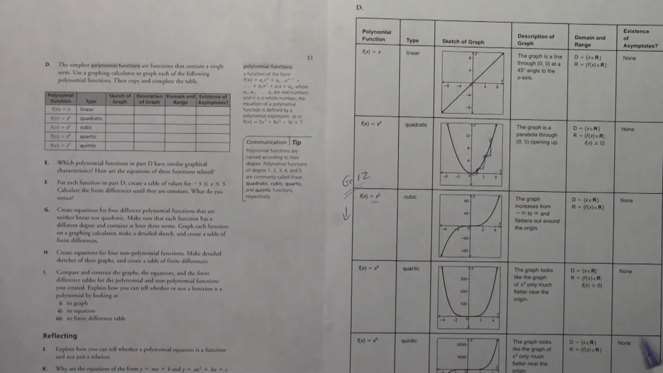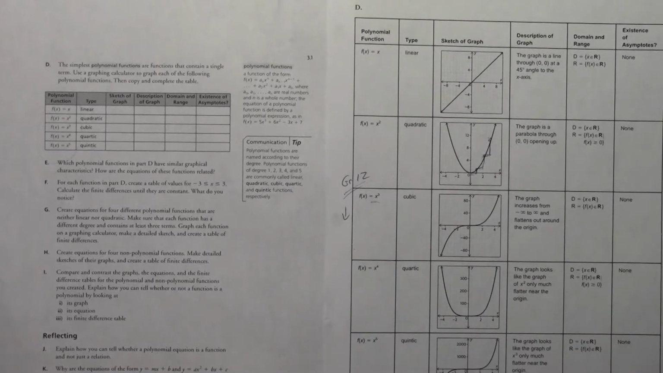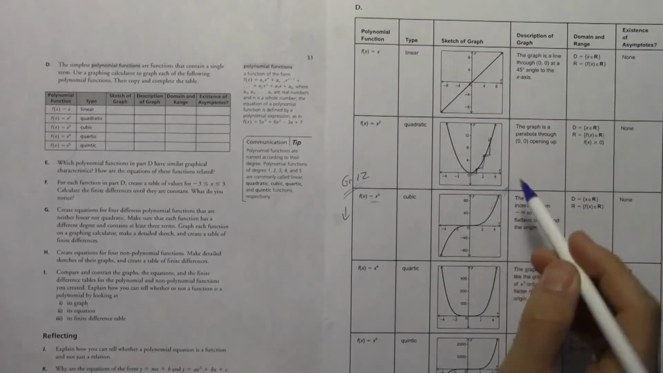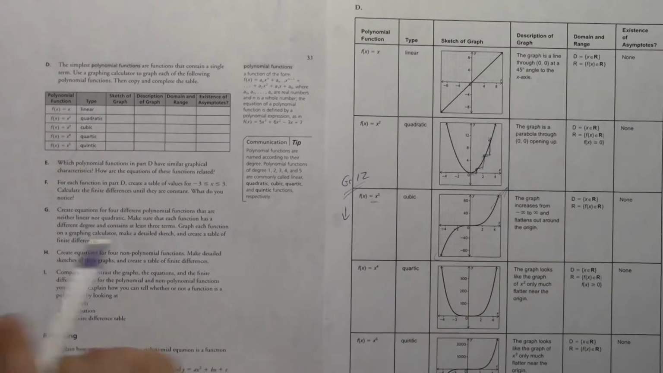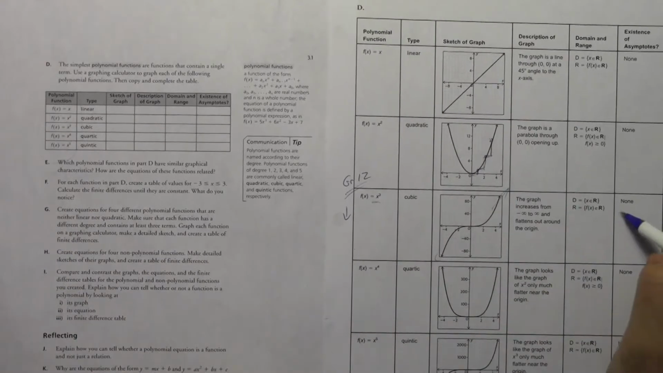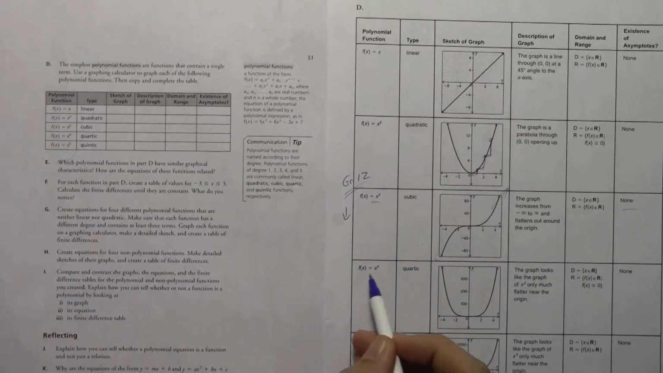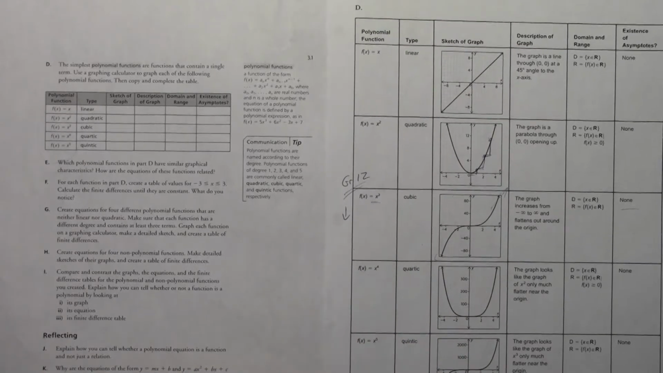All right, and then we know our domain is x ∈ R and our range is y ∈ R. We know that because this goes on forever in the x direction and also up and down in the y direction. And there's no vertical asymptote. So this one's pretty simple. Next, x to the exponent of 4.